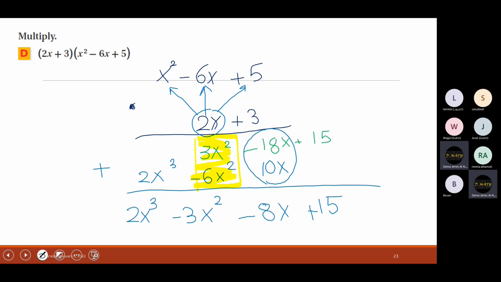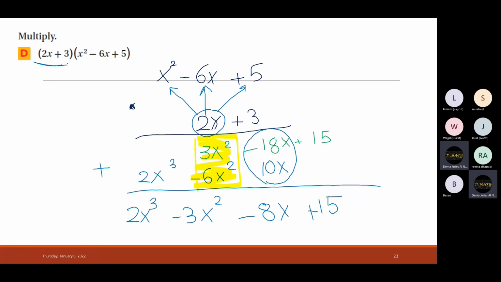This is the fourth method of multiplying polynomials. You can use it, or you can use the table method, or since we have a binomial here, we can use the distributive method, and any of them will give you the same answer. Do you have any question? No, it's easy. Okay.